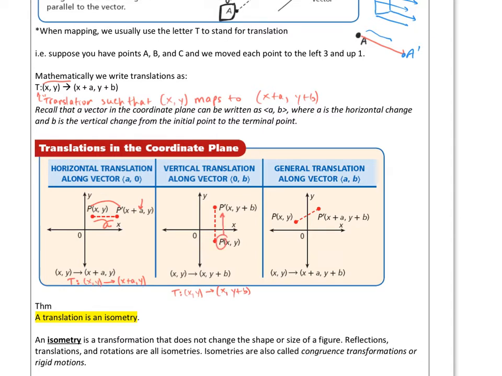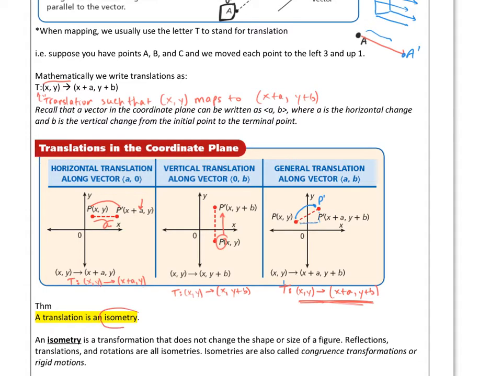Now this one moves horizontal. Let's do it in another color again. This one moves horizontal and vertical. So point P starts off here and ends up P prime right there. So that is a translation such that (x, y) maps to, it moved x plus a, and then it moved up y plus b. So that is the translation there.